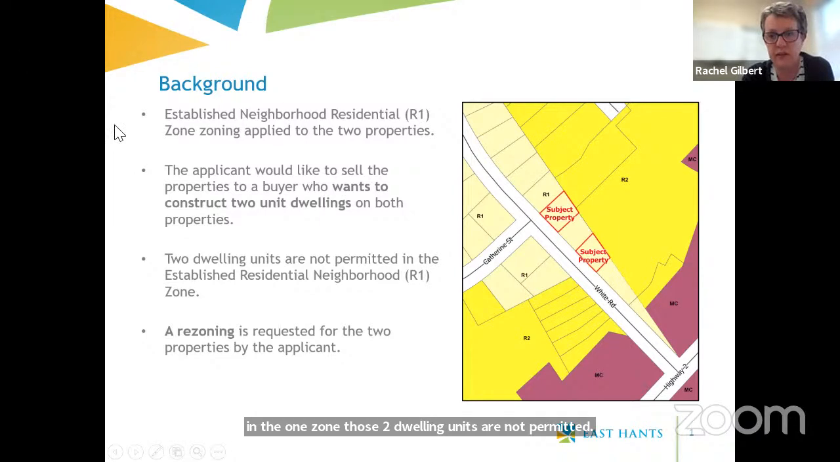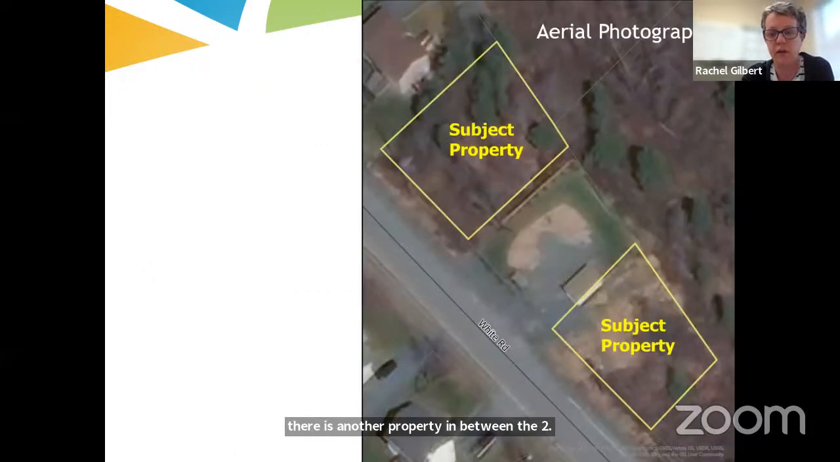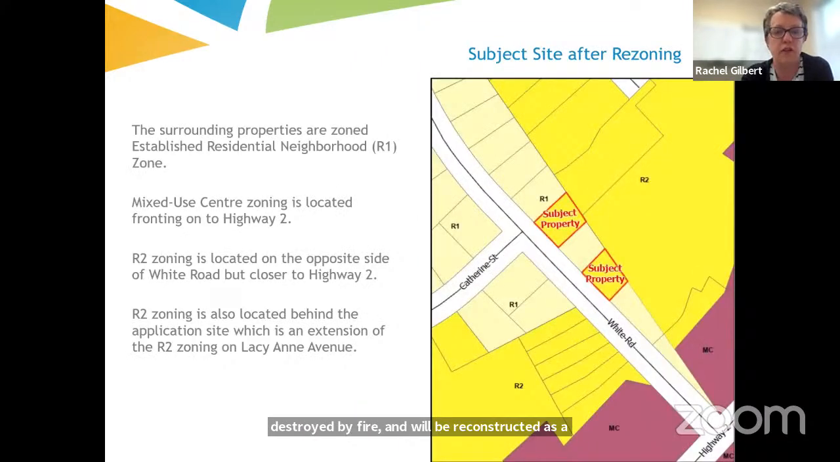And you can see there is another property in between the two, so they're separated by one property. We can see the subject properties here, all outlined in yellow. This property in between, the dwelling on there was destroyed by fire and will be reconstructed as a single unit dwelling. The surrounding properties are zoned established residential neighborhood, which is identified by the light yellow color.